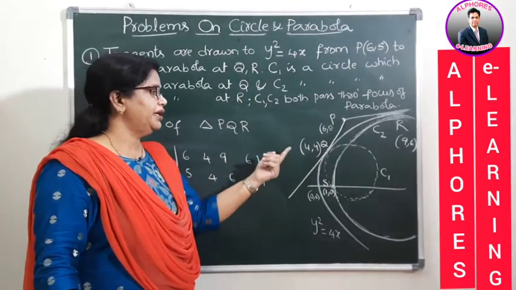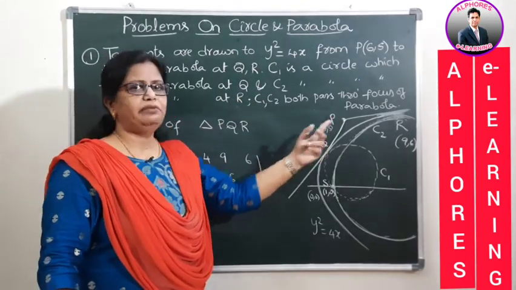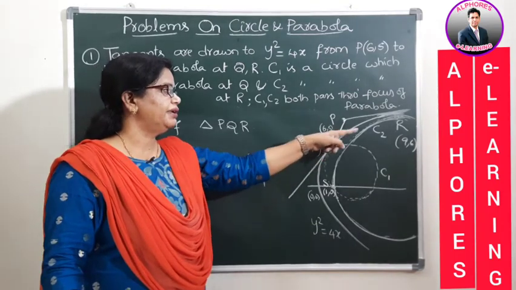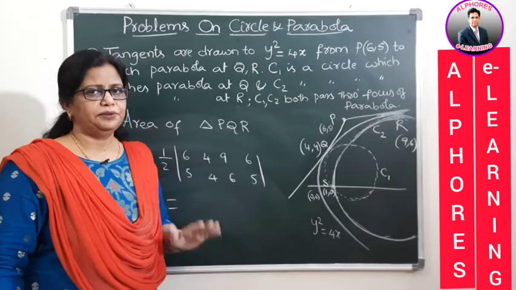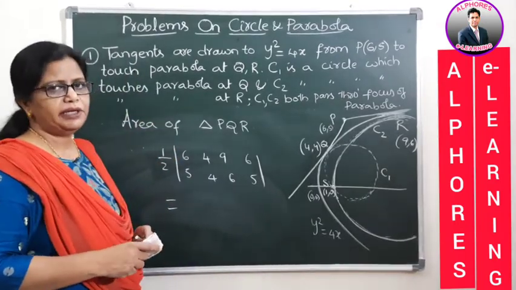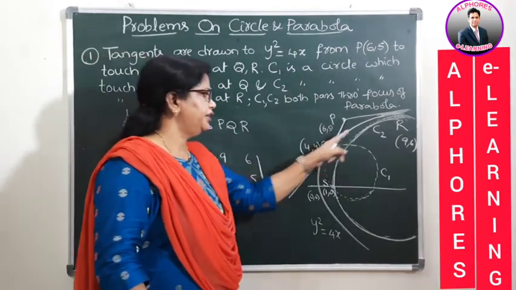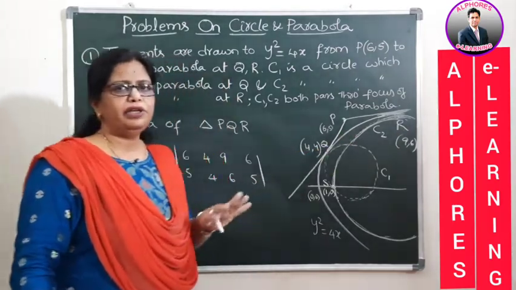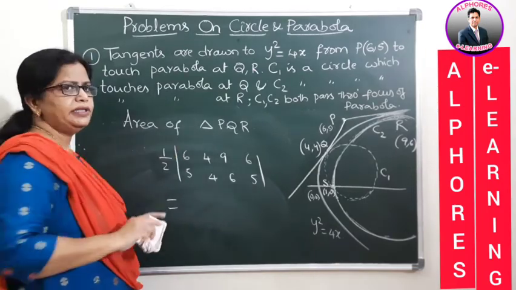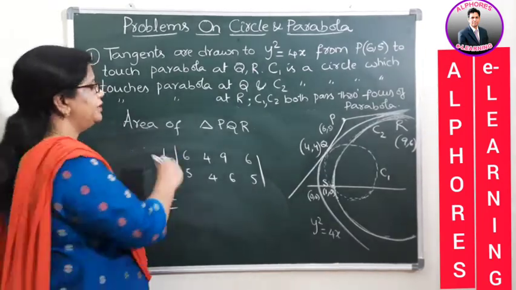Otherwise, they may give the Q and R values, where the abscissa and ordinates of Q are less than those of P, and about R also. Okay, so anyway you can make use of this, but here it is not given. You can take the Q value here and the R value here, naming only in a different way. So the first one, students, is the area of triangle PQR that they can ask.